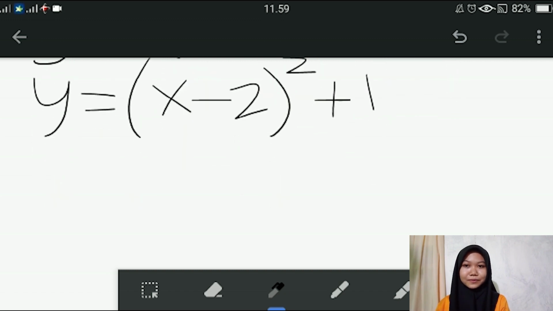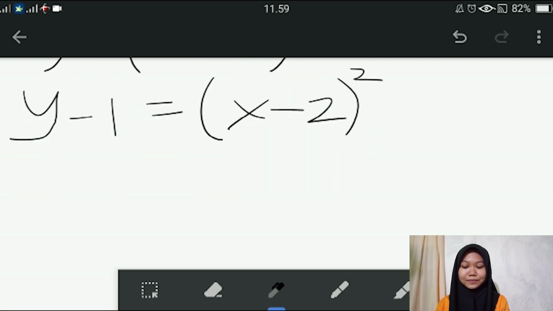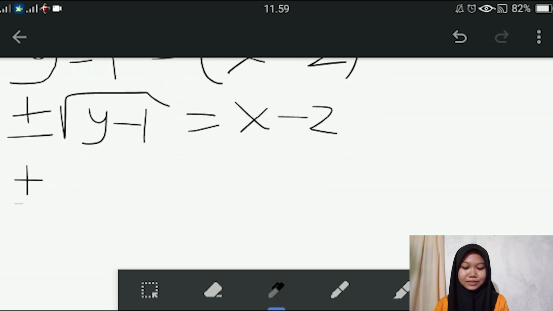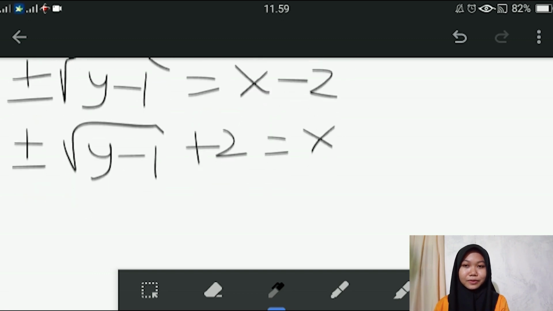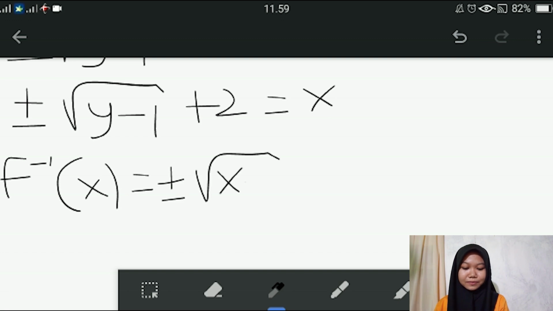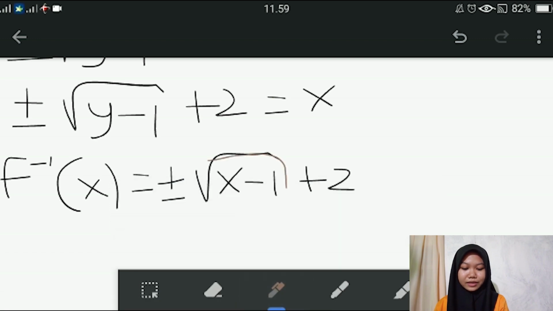We move the 1. Y minus 1 equals (x minus 2) squared. The square, we make the root. Plus minus root of y minus 1 equals x minus 2. Plus minus root of y minus 1 plus 2 equals x. Well, we have the inverse. f inverse of x equals plus minus root of x minus 1, plus 2, which is rooted only x minus 1 and plus 2 outside the root.